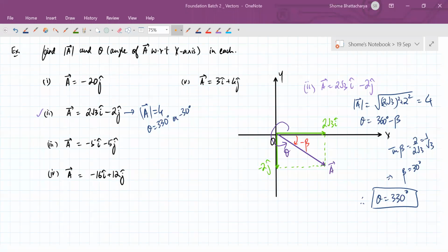Yeah, Harsh, we got the value of beta from trigonometry here. Yeah, it's very simple. Perpendicular upon base is tan theta.